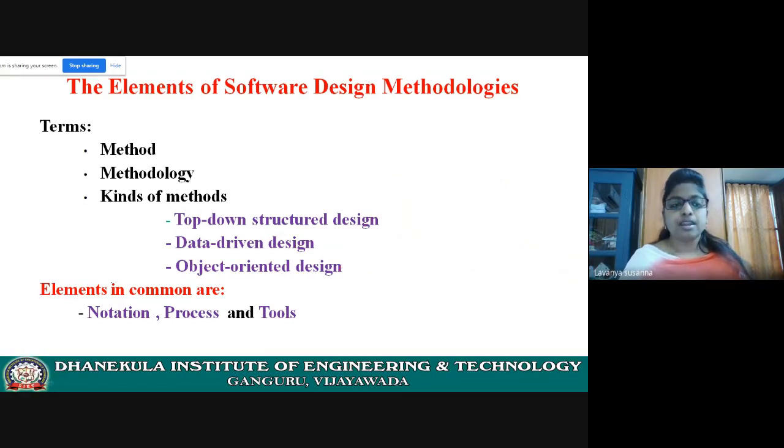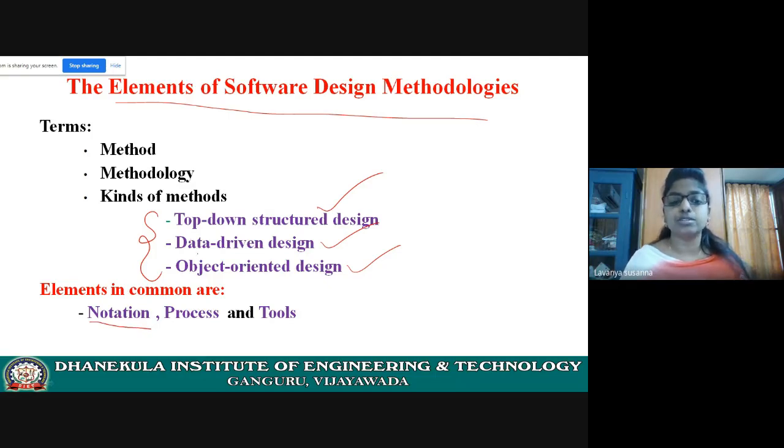Let us see the elements of software design methodologies. All these methods, top-down structure design, data-driven design, and object-oriented design, use some common elements. The first common element is notation, the second common element is process, and the third common element is tools. Let us see that.